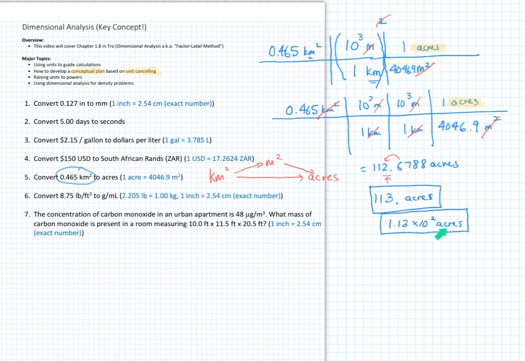You notice every single time I'm writing down a unit and a number. Almost every answer in chemistry in a calculation is going to have some number and is going to have some units with the right number of significant figures.